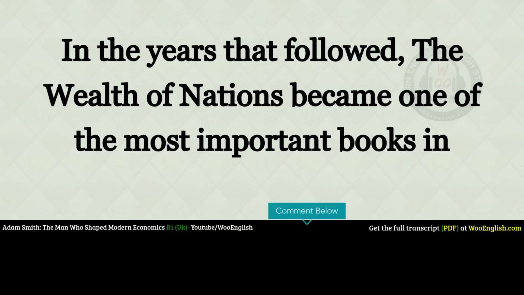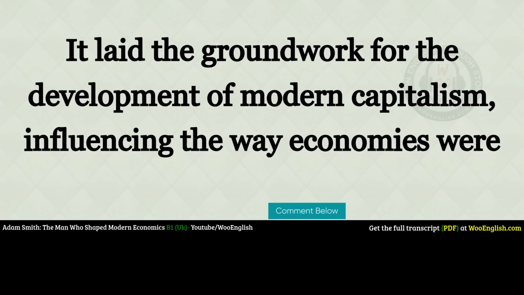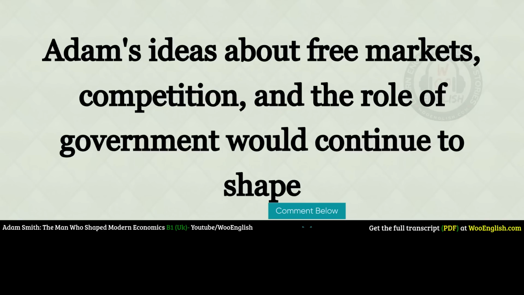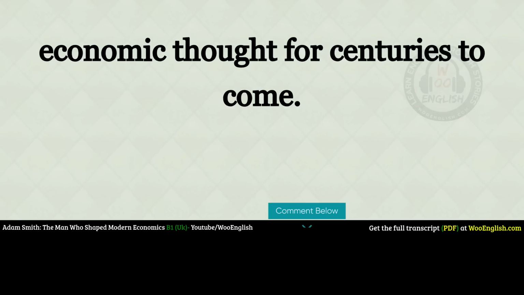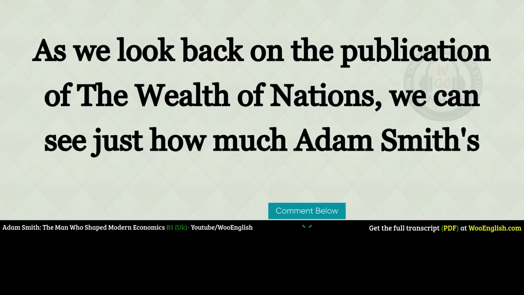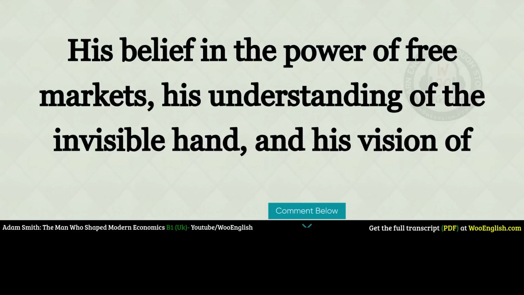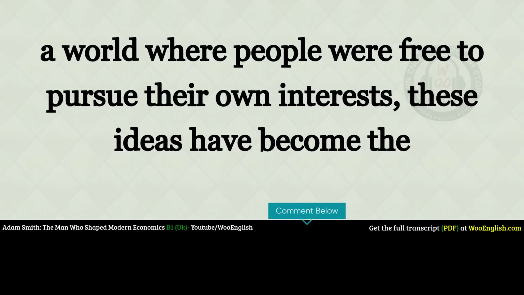In the years that followed, The Wealth of Nations became one of the most important books in history. It laid the groundwork for the development of modern capitalism, influencing the way economies were structured and how wealth was created. Adam's ideas about free markets, competition, and the role of government would continue to shape economic thought for centuries to come. As we look back on the publication of The Wealth of Nations, we can see just how much Adam Smith's ideas have influenced the world we live in today. His belief in the power of free markets, his understanding of the invisible hand, and his vision of a world where people were free to pursue their own interests.